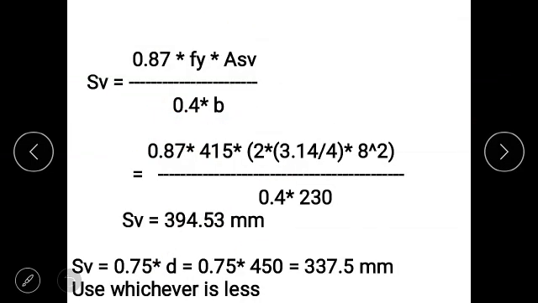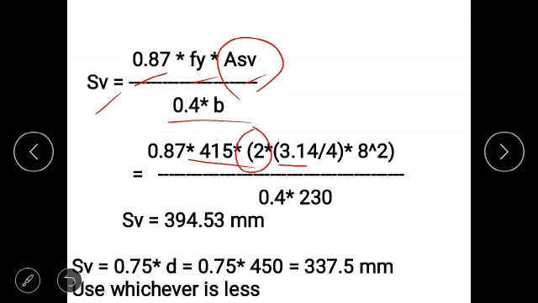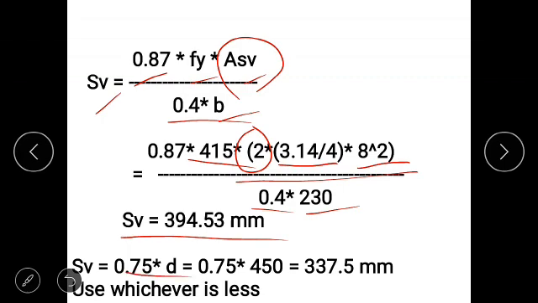So find SV, the spacing between stirrups. Spacing between stirrups is 0.87 into Fy into ASV divided by 0.4 B. So 0.87 Fy, where Fy is 415. ASV, we assume two-legged, which means 2 into pi by 4 into diameter 8 square, divided by 0.4 and B is 230. So SV is 394.53 mm, and the second SV is 0.75 d. Our effective depth is 450, so 0.75 into 450 is 337.5 mm.